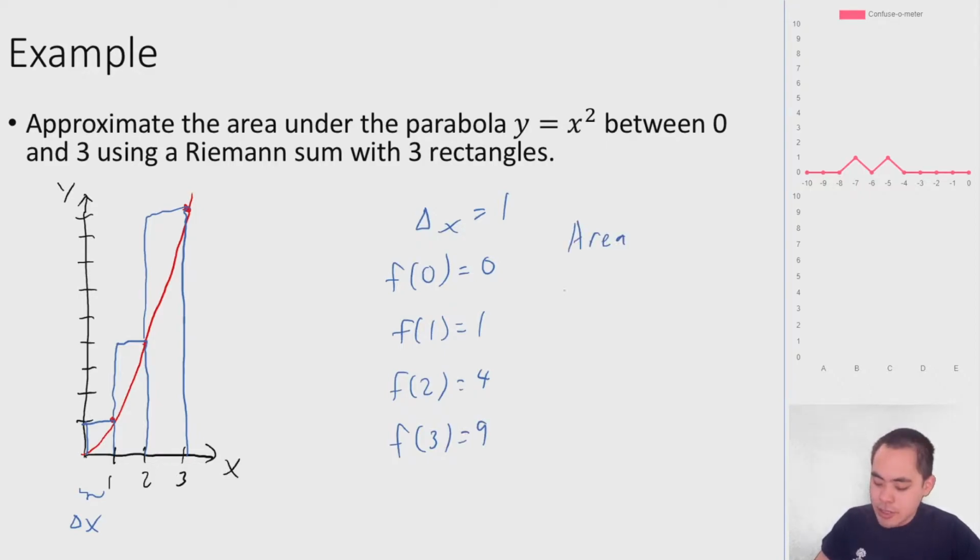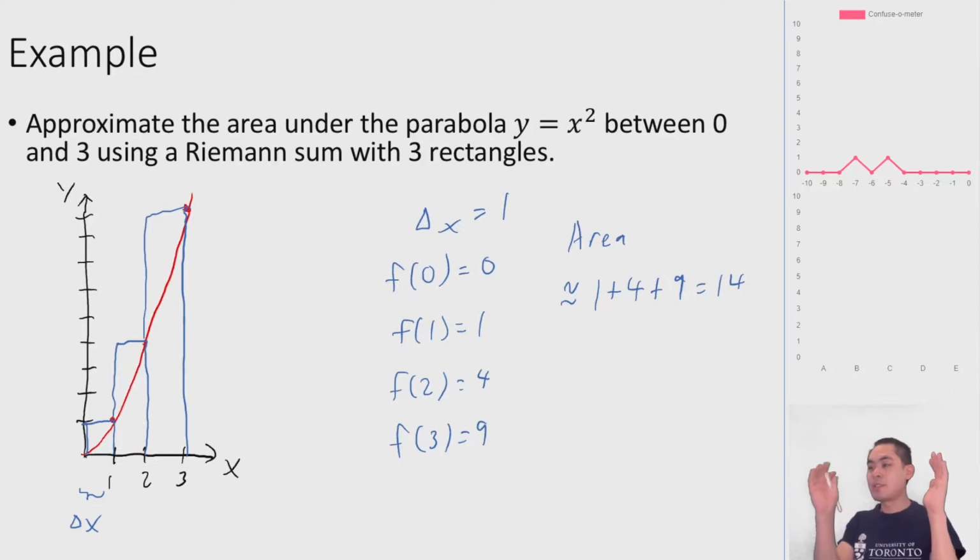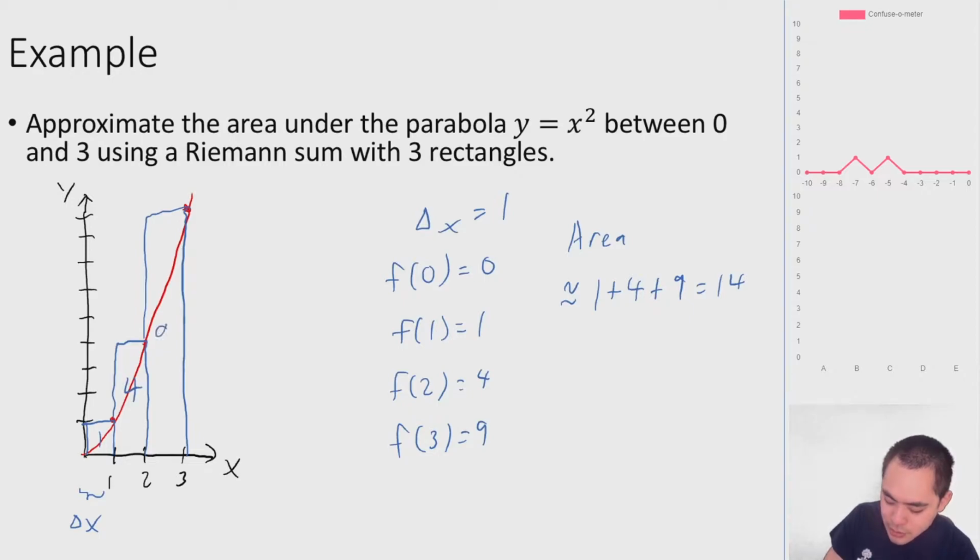And the area here is actually approximately equal to 1 plus 4 plus 9, which is equal to 14, because each of these rectangles, the base is 1, and so you just multiply it by the height of the rectangle, and this is 1, this is 4, and this is 9. Now this is an overestimate, but it still gets you something. Okay, so now let's try it out.